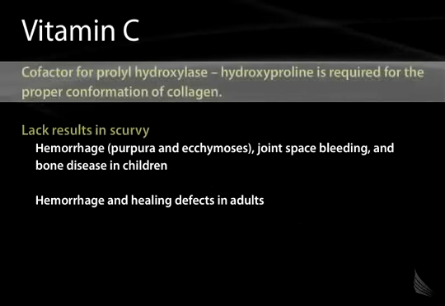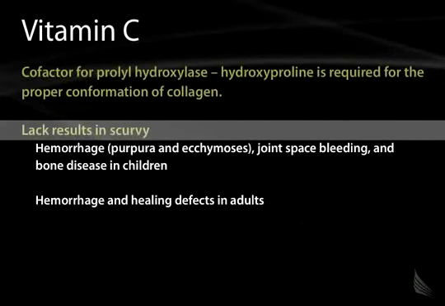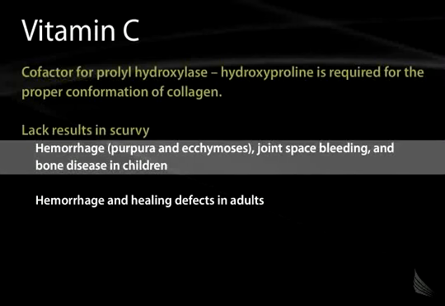Now remember that vitamin C is a required cofactor for that prolyl hydroxylase. And hydroxyproline is required for the proper conformation of the collagen procollagen fibers. If you lack vitamin C, you get defective formation of collagen, and that results in the disease that we call scurvy. In scurvy, you get hemorrhage, you get joint space bleeding, and you get bone disease in children because their vessels lose strength and they're easy to break, and they can't properly form their bones, which have a collagen matrix to them. And so that's a severe disease in children.